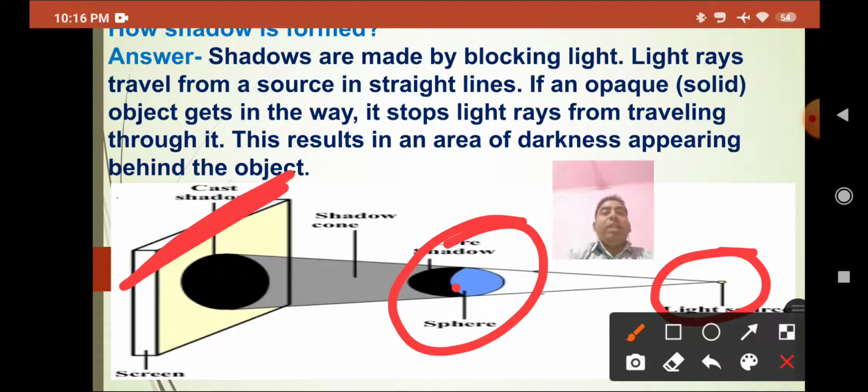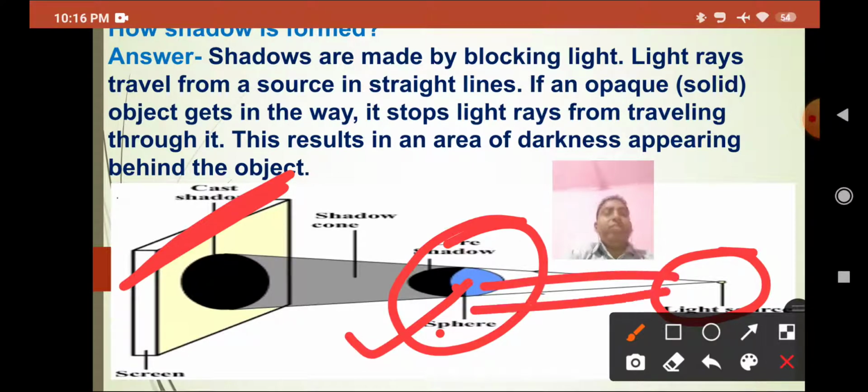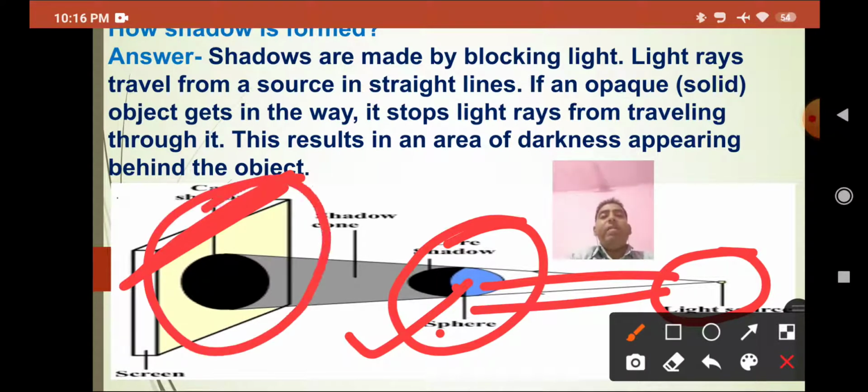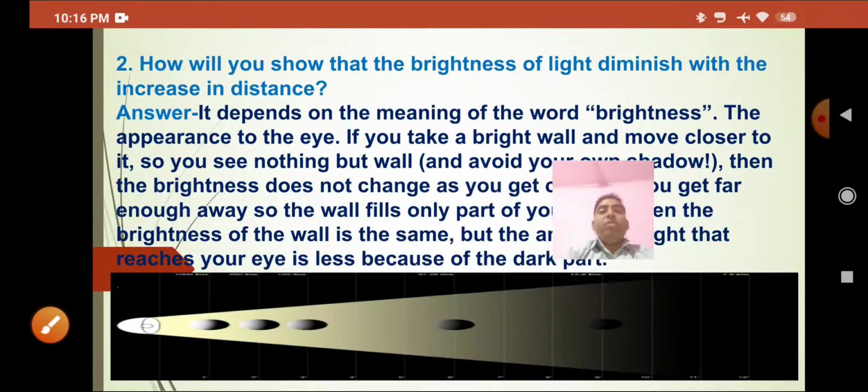Then what happens if an opaque object, that is a solid object, gets in the way? Here it is coming in the way of the light. The source of light is coming from here. It stops the light from traveling through it. This results in an area of darkness behind the object. Here the darkness is behind. This is how the shadow is formed.